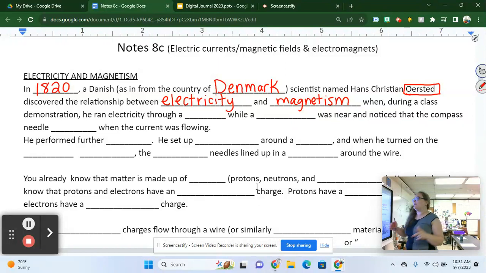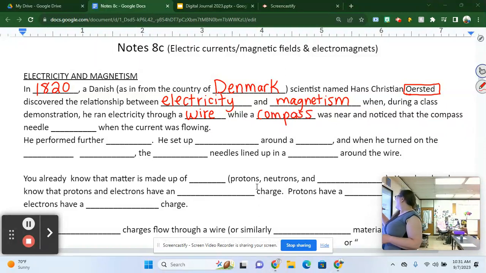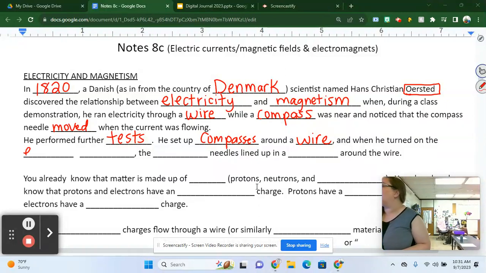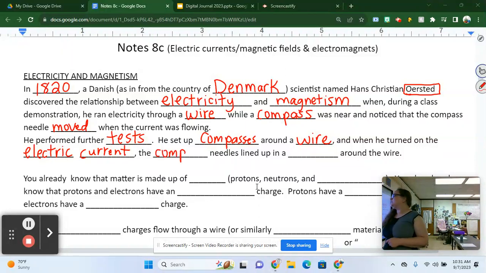He was like, what's going on with that? So he started to do some more tests. When he ran electricity through a wire with a compass nearby, he noticed that the compass needle moved when the current was flowing. So he performed further tests. He set up compasses around a wire, and when he turned on the electric current, the compass needles lined up in a circle around the wire.